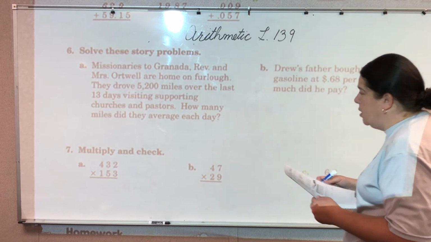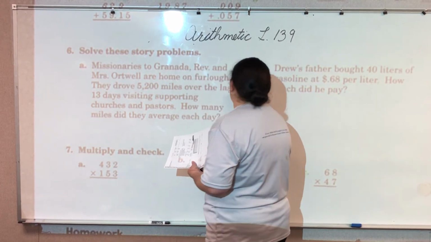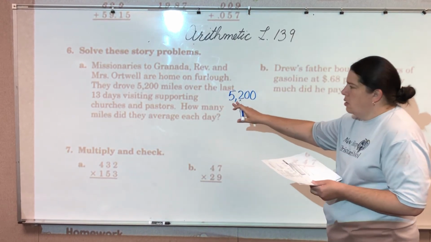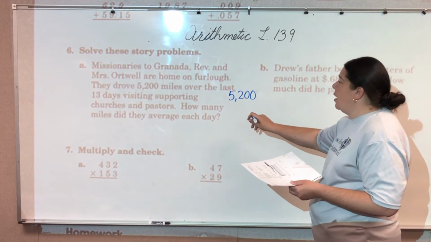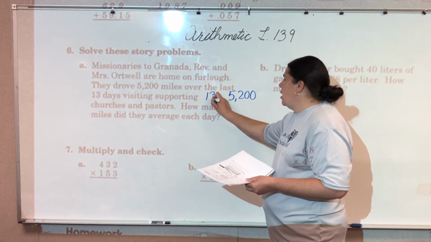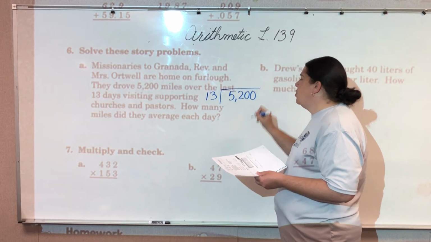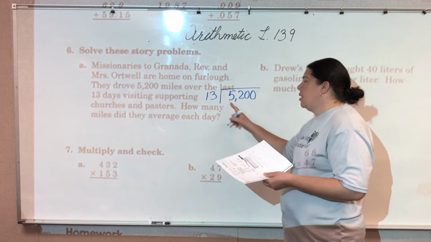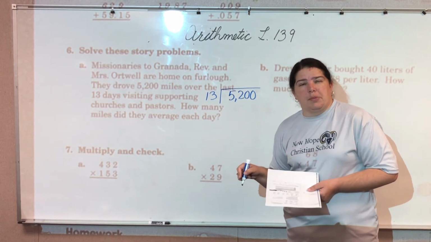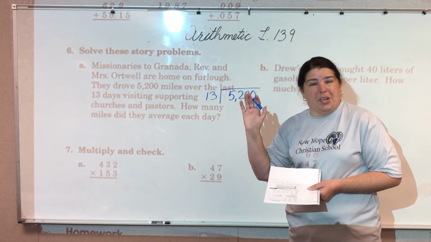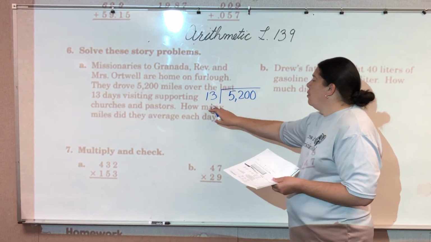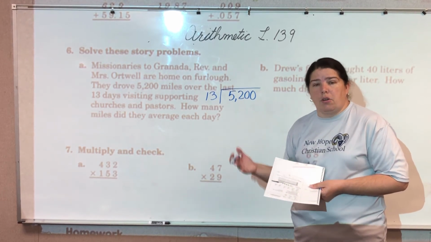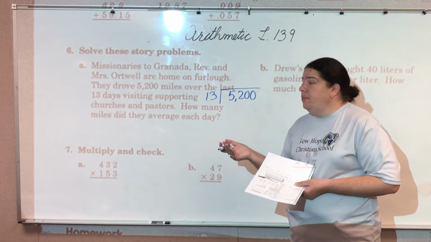Okay? So you want to take this 5,200 miles, and they traveled that way about 13 days. How many did they travel each day? And we want to divide that. 5,200 divided by 13. If you know your 13 times table, raise your hand. Most of us don't, and that's okay. We're going to round. We know our 15 times table, right? We can count by 15s. 15, 30, 45, 60, right?